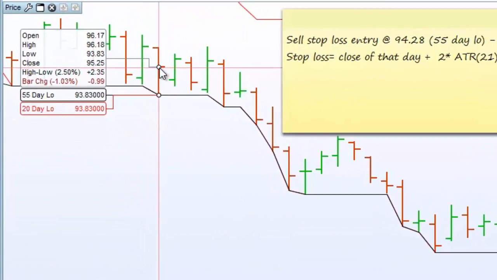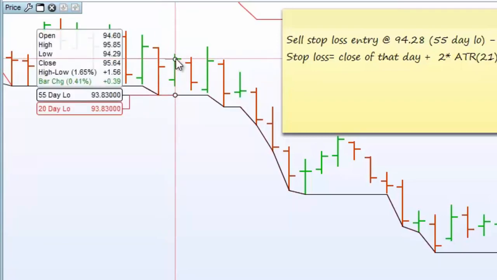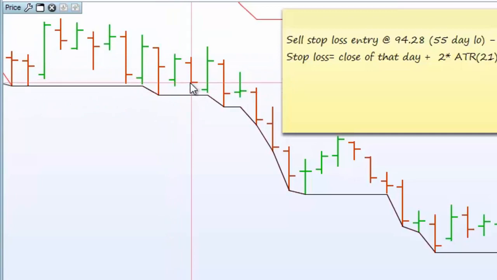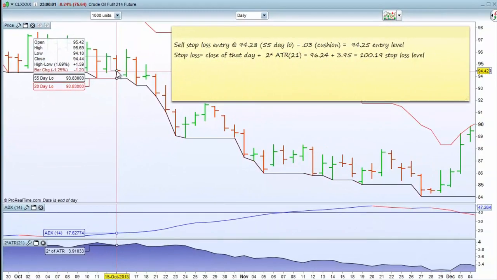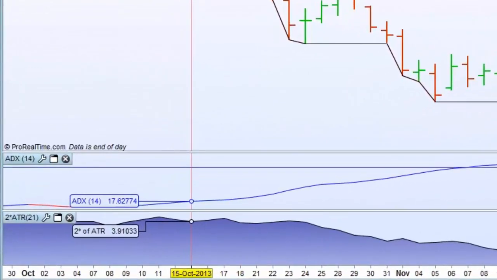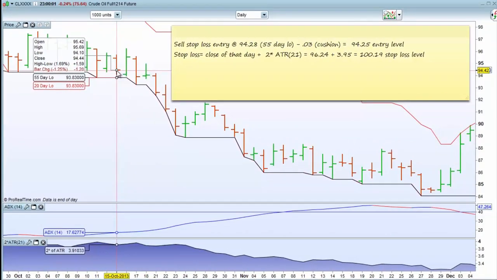So remember, when we have a new lower close and we're short, we adjust the ATR. This day, we have no new lower close, so we don't change the ATR, we don't change the stop loss. This day, we have a new lower close, so we change the stop loss again. The new lower close is 94.44. And we add the ATR, which you can see at the bottom is 3.91. Now our stop loss on this day is going to be 98.35.